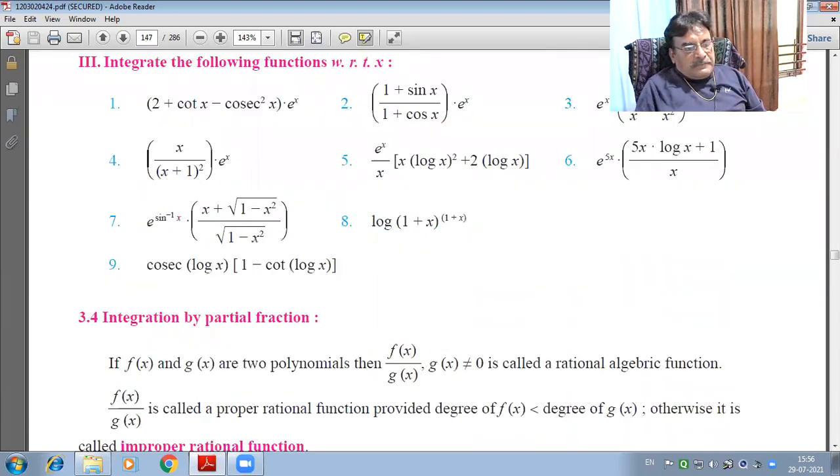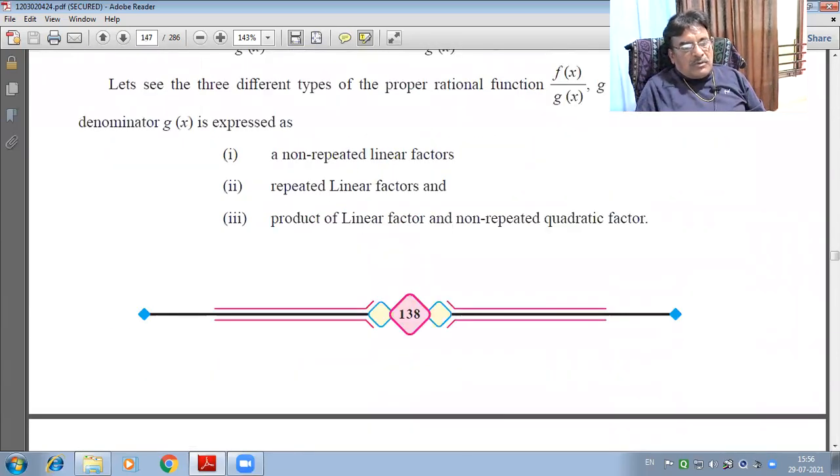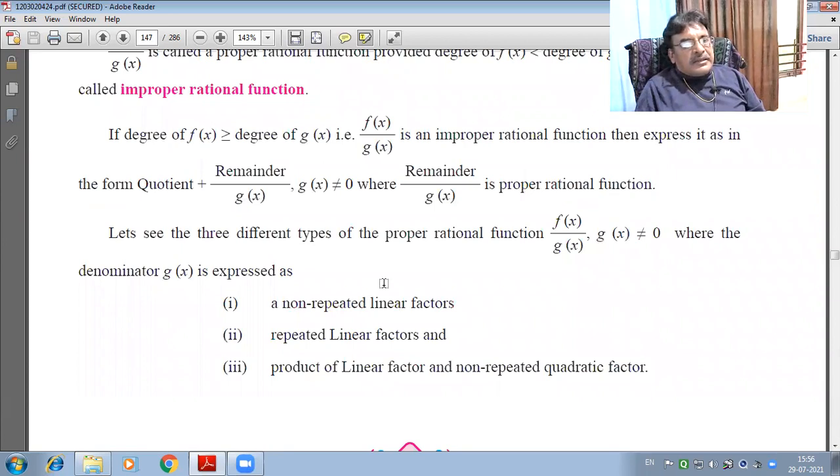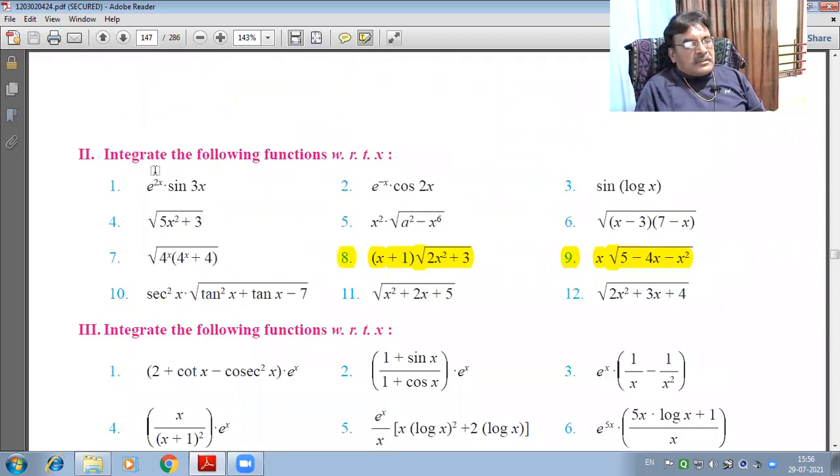In the board book, on page number 138, second, integrate the following function with respect to x. Problem number 8 and problem number 9 are deleted from indefinite integration.